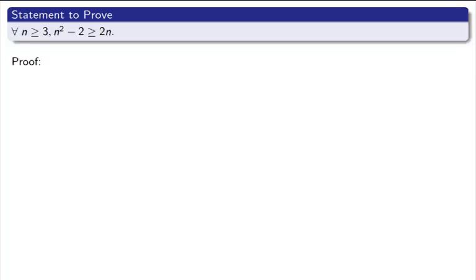Here's our first example. We're going to prove that as long as n is greater than or equal to 3, n squared minus 2 is greater than or equal to 2n. Again, we're going to use induction for this. So let's start off with our base case. The base case is letting n be the very first value, and possibly more, which we'll talk about later. Let n equal 3. Then let's plug it in.